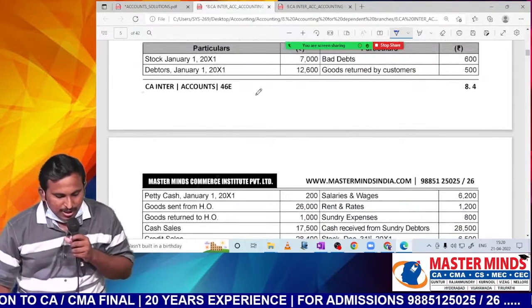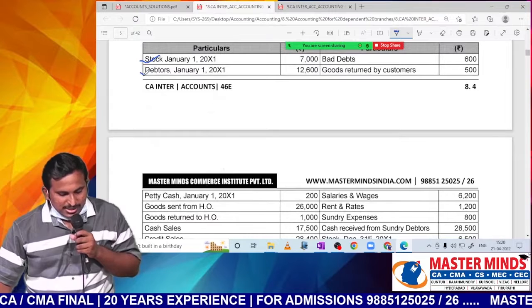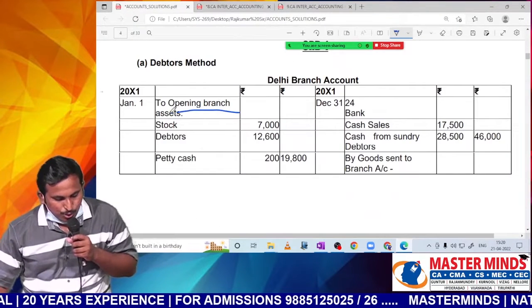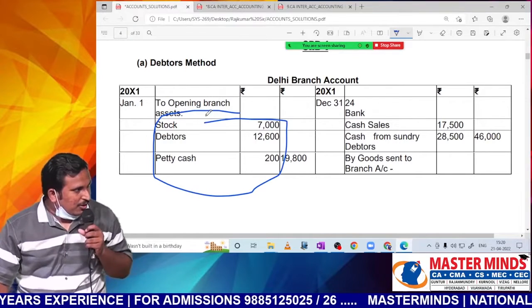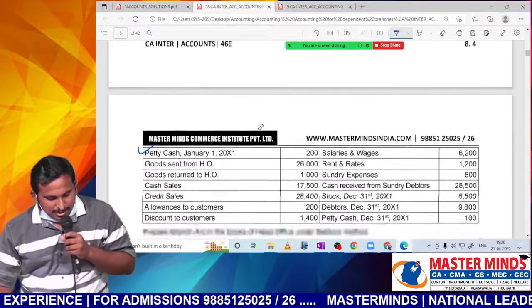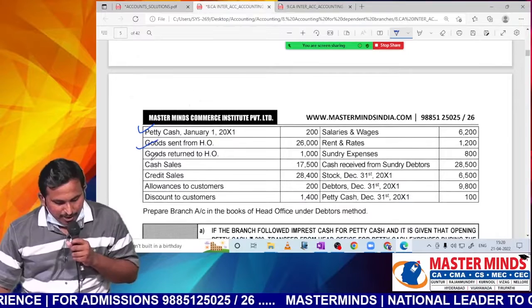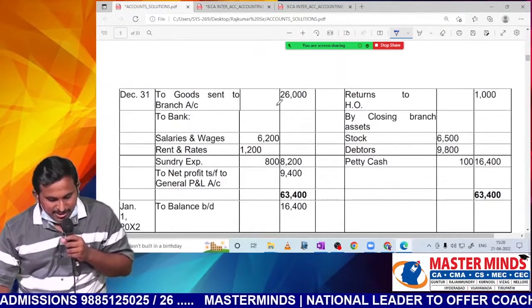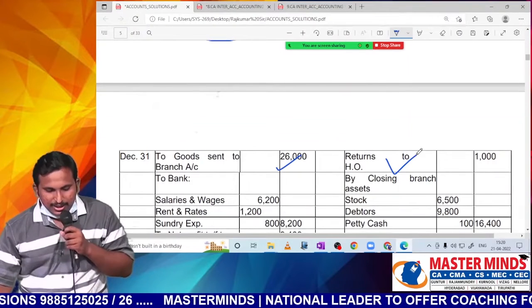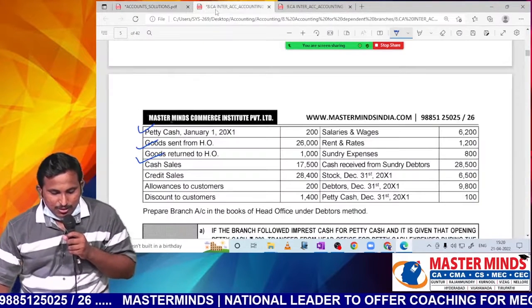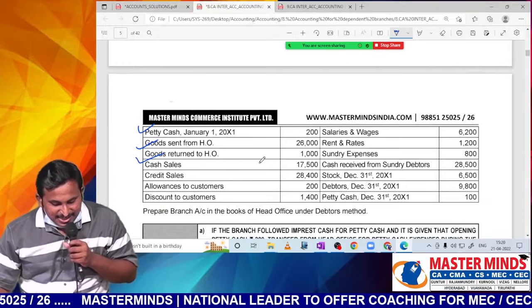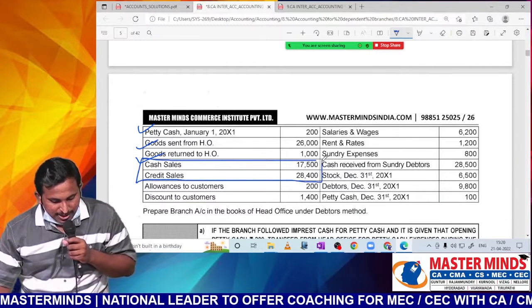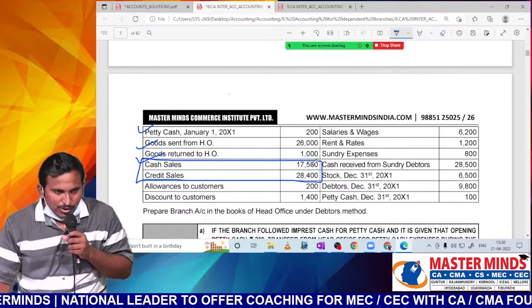Now look here carefully. First, opening stock is given, opening debtors is given, opening petty cash is given, where we'll write the opening balances. We'll write all these 3. Similarly, goods sent from head office, that means received for us. Goods returned. Sent we will write on the debit side, returns we will write on the credit side. We are maintaining at cost only, sir, so no loading. Cash sales and credit sales, will we record, sir? No. These are done by branch, sir. We will not do anything.